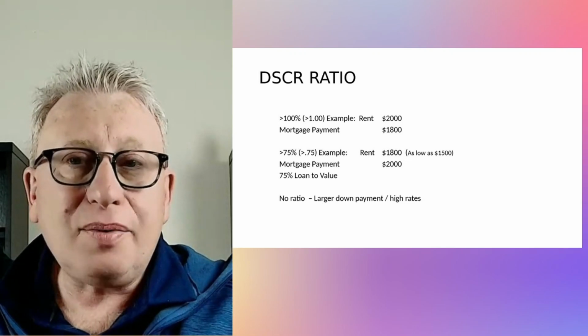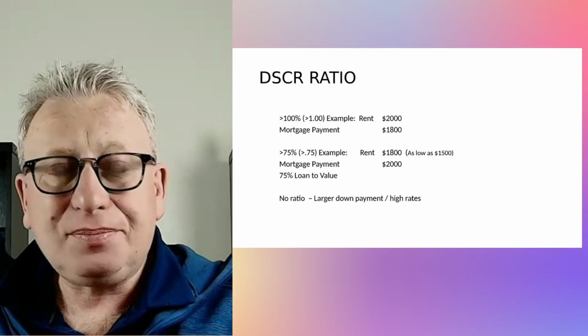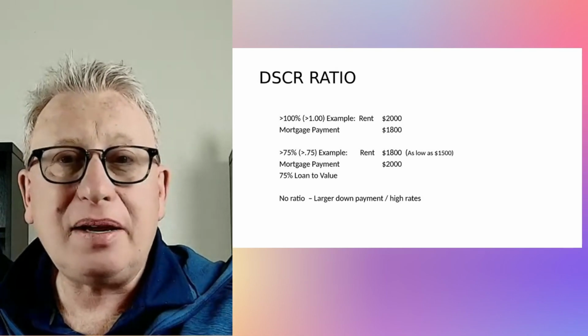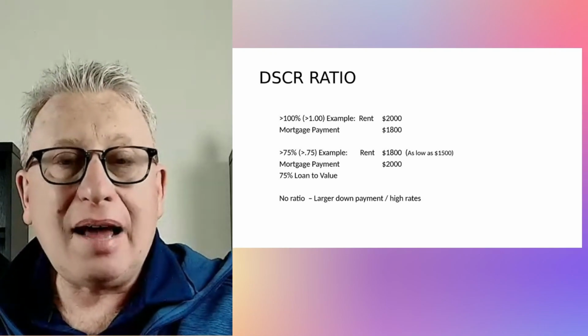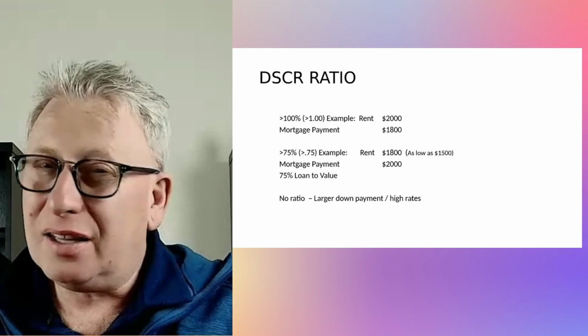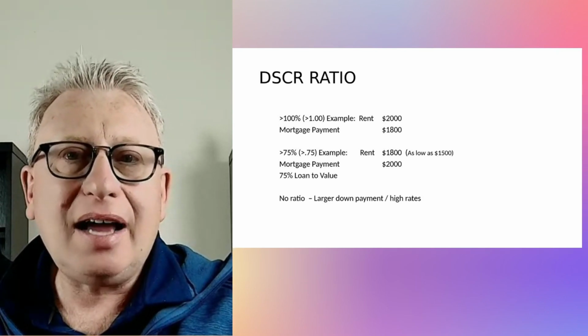In the example below, the rent is $1,800 and the mortgage payment is $2,000. You're actually collecting less money than the mortgage payment. You can still do that, but when you do that, what's going to happen is you're going to have to put more money down. And a lot of times that fixes the problem, but also you're going to end up taking a higher interest rate.